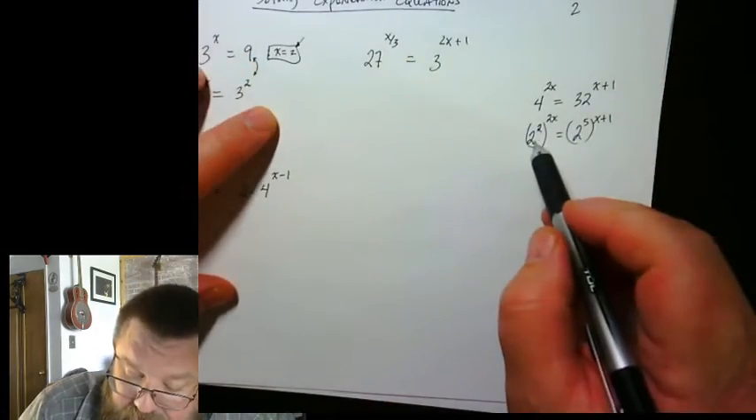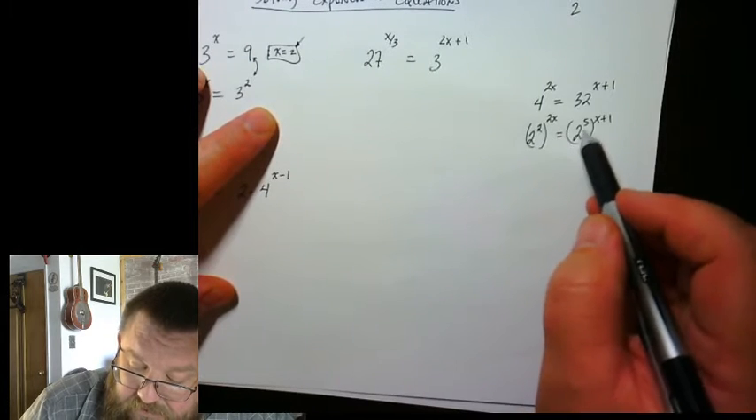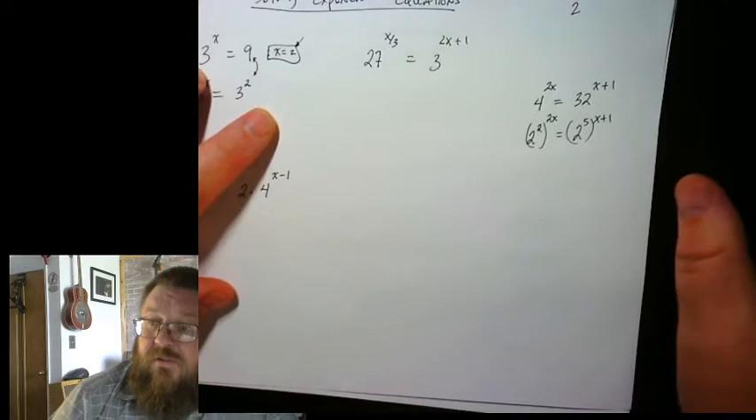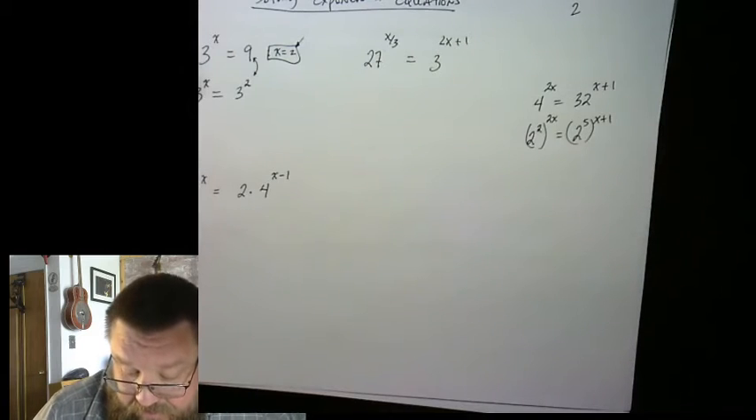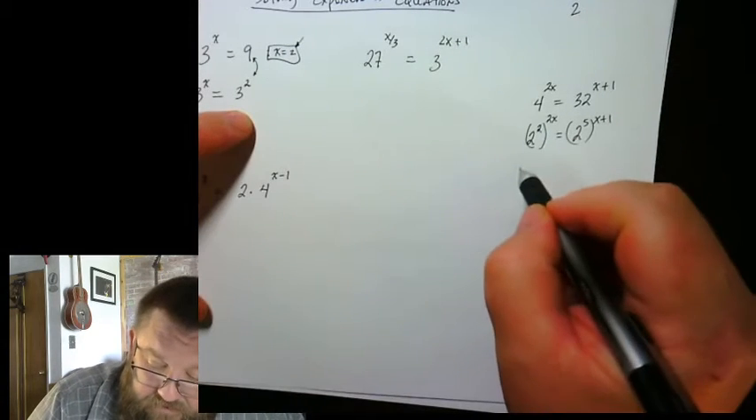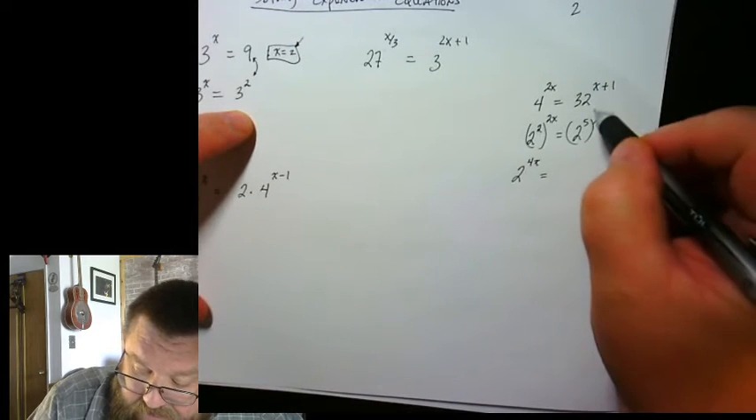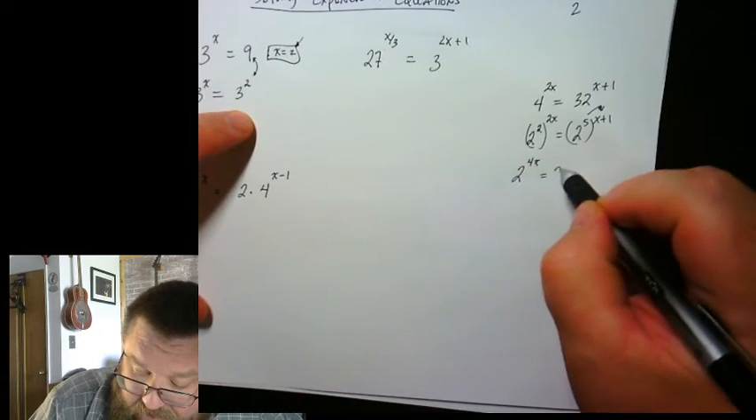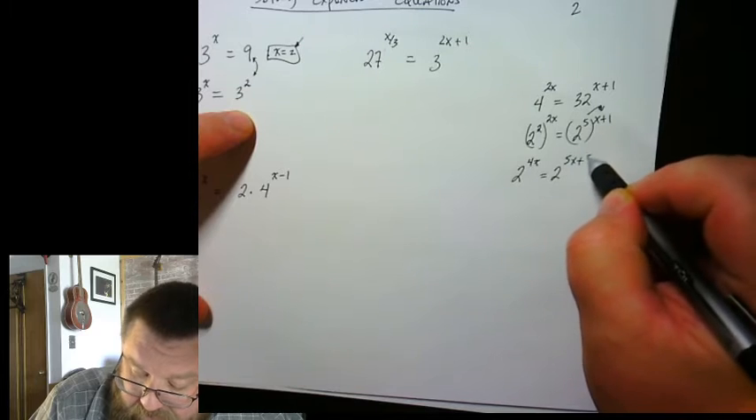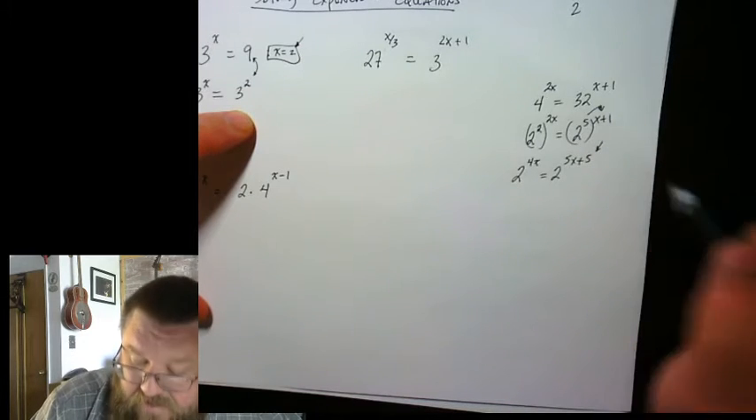So now check this out. Do you see how I've got 2 to some exponent equals 2 to some exponent? Those exponents must be equal. So now all we've got to do is use the thing we know about exponents: raise a power to a power, you multiply. Now here we have to multiply 5 times that whole thing. That's 5x plus 5. People always write plus 1 right there, not plus 5.